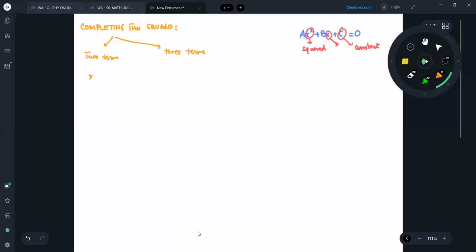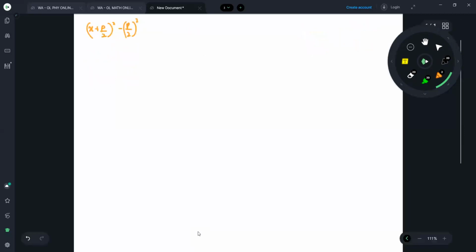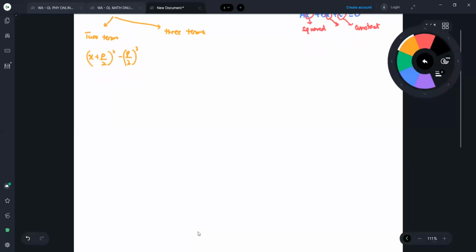X plus p over 2 whole square minus p over 2 whole square. No, sir. Are you sure? No, sir. This will become very easy. Just learn this formula. I will do a few questions in this. This is a very fun formula. Any completing the square question will be solved with it. So there are two terms.